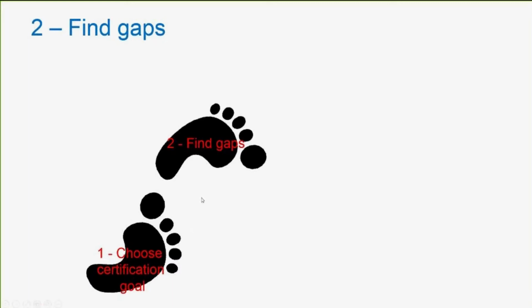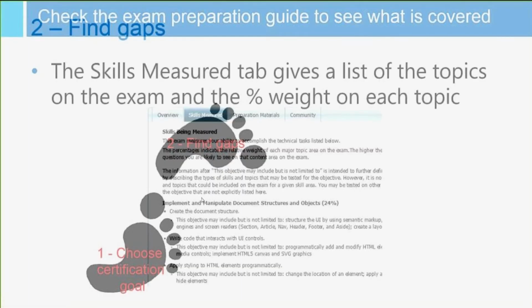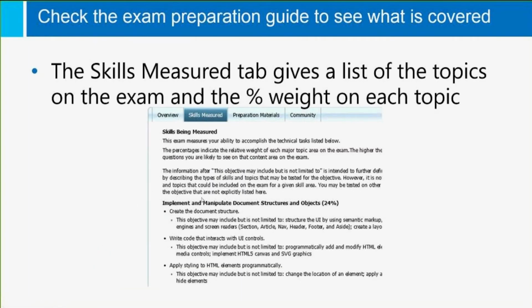You don't want to spend time studying what you already know. The first piece of gold is to go, on the Microsoft.com learning site, to the exam itself. When you click on an exam number, it'll take you to a page and there's a tab called Skills Measured. And that Skills Measured tab will actually give you a list of all the content that's on the exam. It's literally a bullet point list of this is what is on the exam. This is absolutely gold when you're trying to figure out what you need to study.